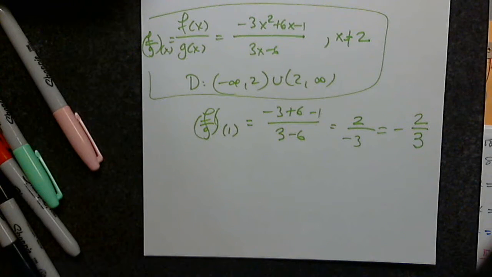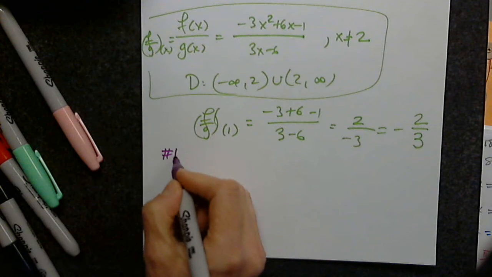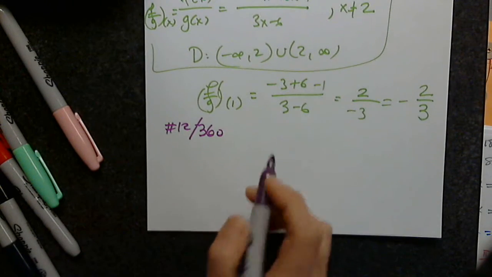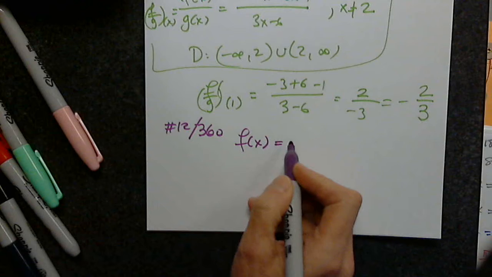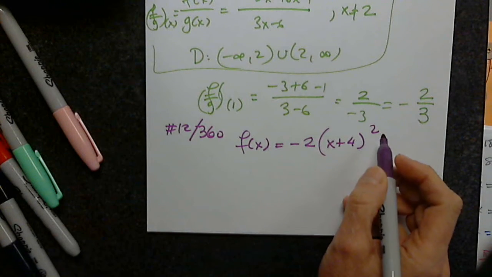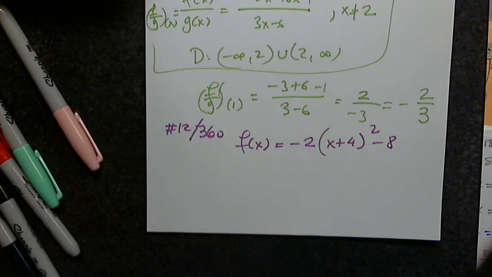Okay, so on page, if you have your book, if not, I will choose a problem or I will make one up. I would like us to look at the other possibility. So a quadratic function can be given to us, like, for example, 12 on page 360. And this is f of x equals -2 times (x plus 4) squared minus 8.